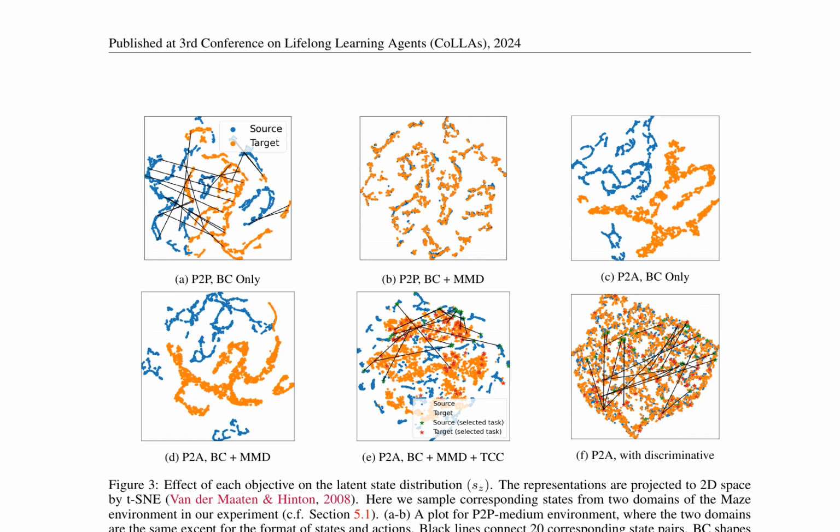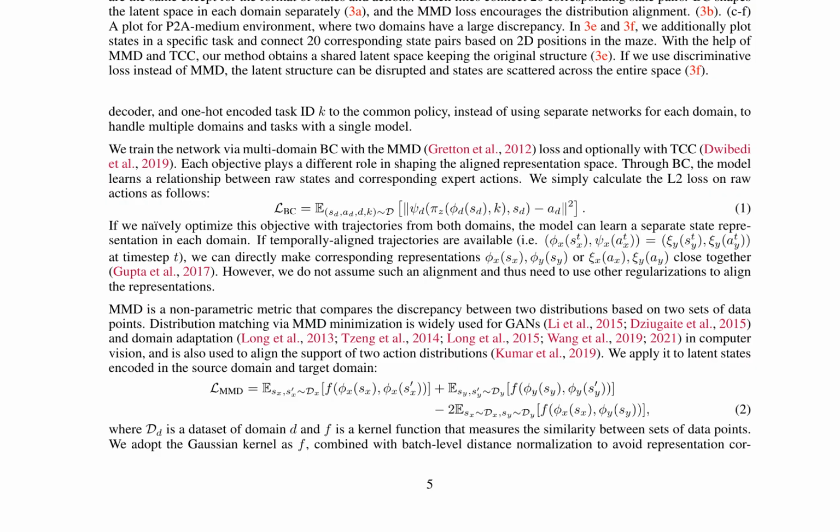Figure 3 visualizes the latent state distribution using TSNE, showcasing the impact of each objective on the representation space. In the P2P medium environment, the behavioral cloning, BC, objective shapes the latent space in each domain separately, while the maximum mean discrepancy, MMD, loss encourages distribution alignment between the two domains. In the P2 medium environment, the authors show that the addition of MMD and task consistency constraint, TCC, enables the model to obtain a shared latent space, preserving the original structure.